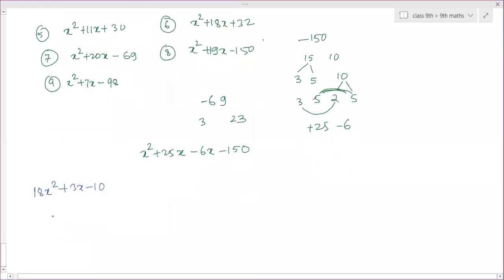18x square plus 3x minus 10. Product needed is? PQ is 180x minus 180. And that means the difference of the two terms should be plus 3.